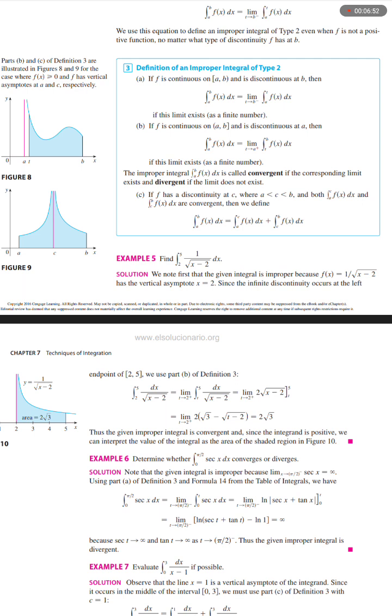Definition 3 of an improper integral of type 2. Part A: if f is continuous on [a, b) and is discontinuous at b, then the integral from a to b of f of x dx equals the limit as t approaches b from the left of the integral from a to t of f of x dx, if this limit exists as a finite number.